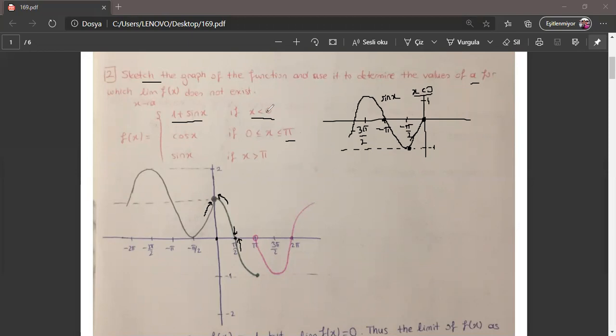What about pi? We checked 0 and said it existed. And what about pi? Approaching from the left, we see it's -1. And from the right, it's 0, even if it's not defined, the limit is 0. So they are not equal, because here we obtain 0 and there we obtain -1. So the limit of f when x is approaching pi does not exist. So the value a is here pi.